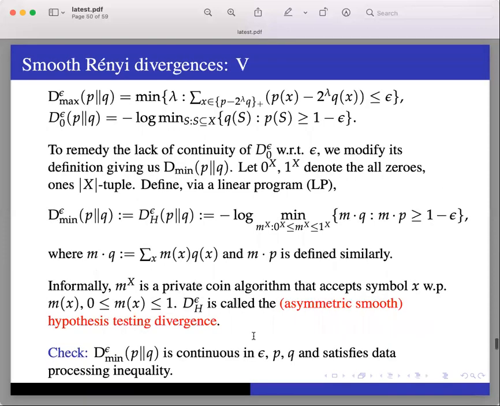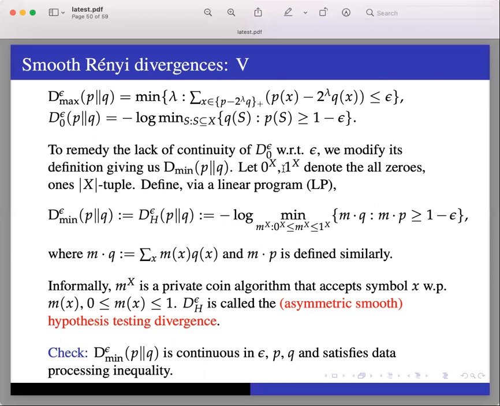Okay, so let's go ahead. Let us try to do something about D0 epsilon. The remedy for the discontinuity is this: we will modify the definition of D0 epsilon. So this will give us D min epsilon out here. Okay, there should be epsilon out here.